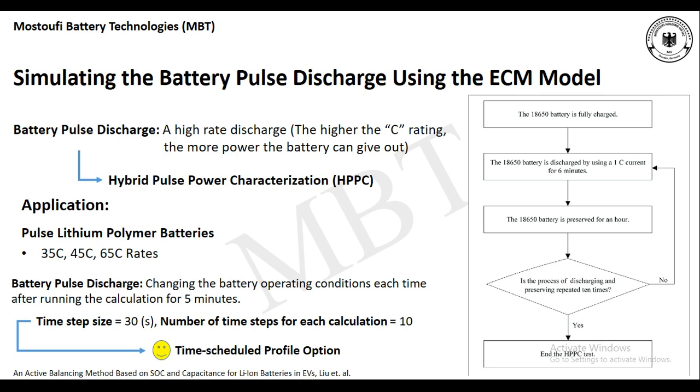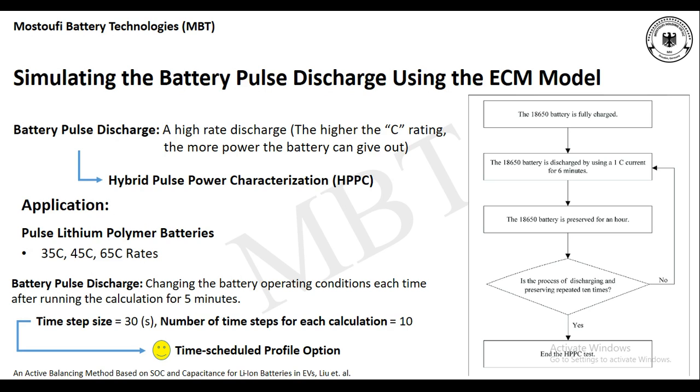One of the most important applications of this simulation would be in hybrid pulse power characterization or HPPC test of a battery. As you can see on the right side, we have the HPPC test flowchart for a battery. At first, the battery is fully charged, then it is discharged by using a 1C current for 6 minutes. After that, the battery is preserved for an hour, and we will continue this cycle for 10 times or more to finalize the HPPC test, and that would be when the battery is fully discharged.